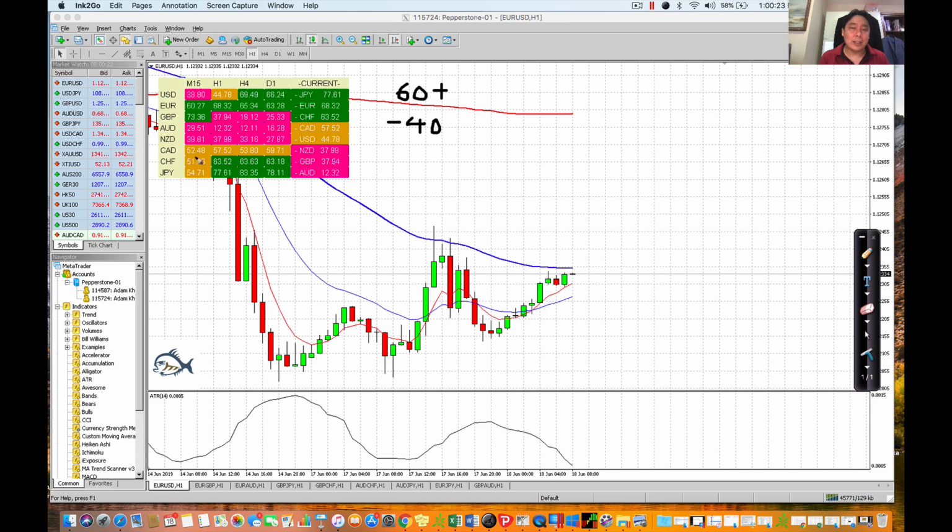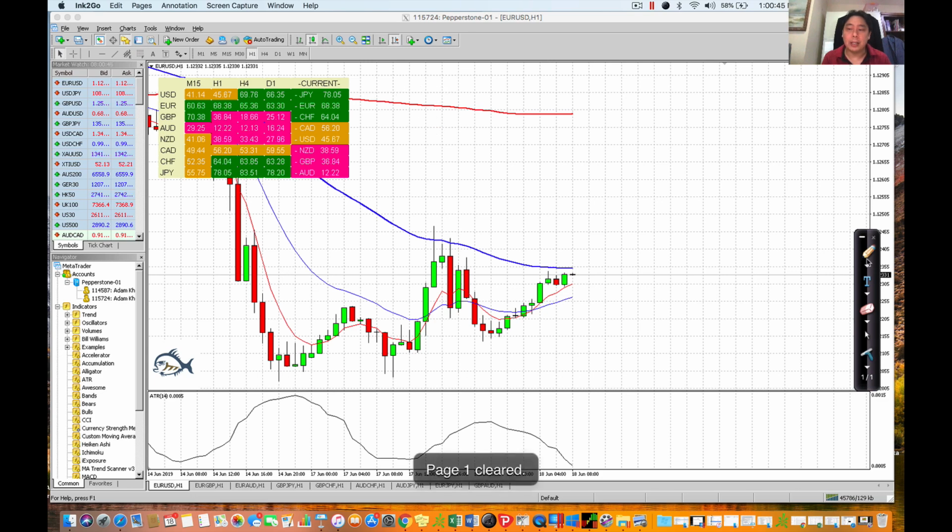Okay. Now, of course, you can see that some currencies are strong and weak on different time frames. So it depends on which time frame you're trading at. There's no perfect time frame. Different traders like to trade on different time frames. I like to trade on the 15-minute, 1 hour, and 4 hour time frame most of the time. Okay, so this is how it works basically.